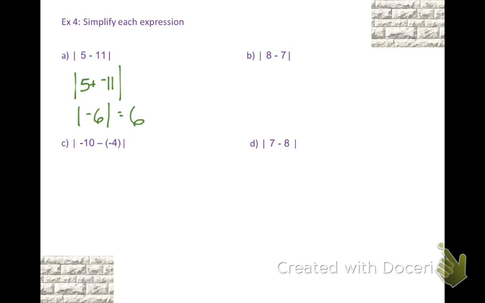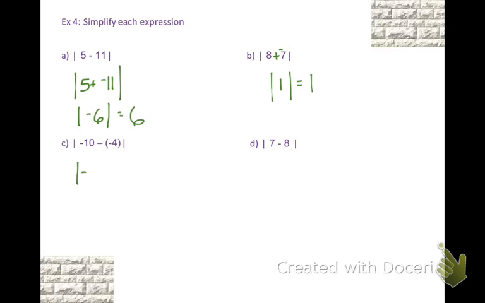B. I'm going to make this a plus sign and a negative. They're opposite signs, so we're going to subtract them. 8 minus 7 is 1. Notice I let the absolute value signs be bigger than the 1. 8 is bigger, so it's going to be a positive. And absolute value of 1 is 1. Remember, absolute value means how far something is from 0. There's no negative unless the negative is on the outside of the absolute value sign.